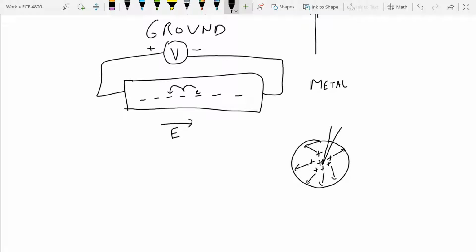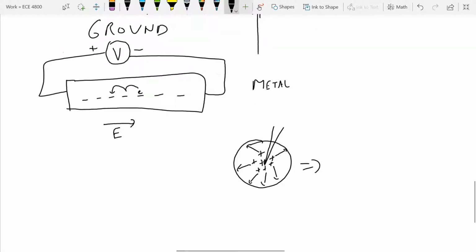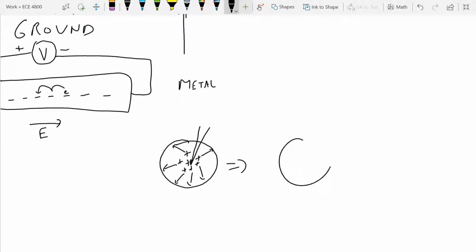In a dielectric material, the charges can't move. So in a dielectric material, you can actually build up charges like this inside the material. But in a metal, what will ultimately happen is that these charges will move away from each other and end up building up on the surface. Coulomb's law is just repulsion.